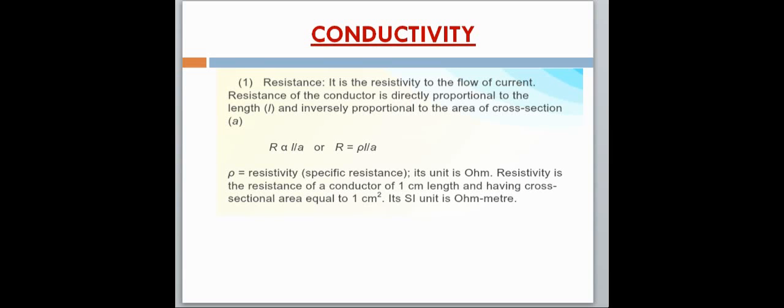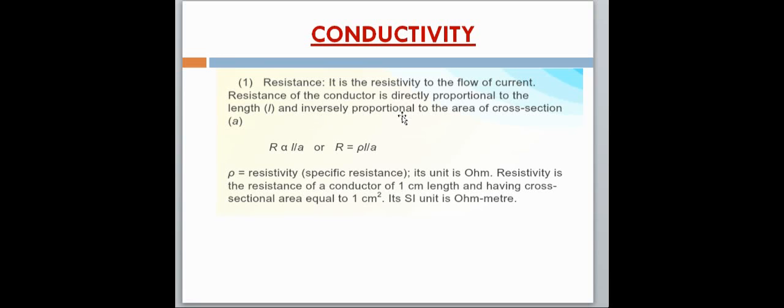Let's come to conductivity. What is conductivity? When we talk about conductivity, we also come across a word called resistance. Especially in physics and electronics, you must have studied resistivity and conductivity. So first let's take a look at resistance. What is resistance? It is the property of having some control over the flow of current.